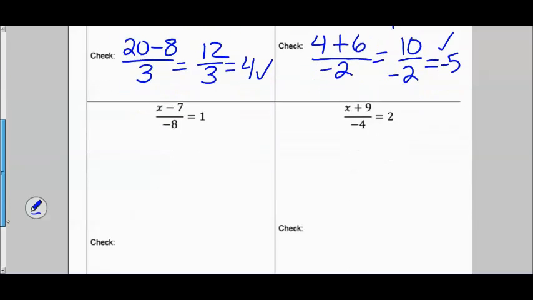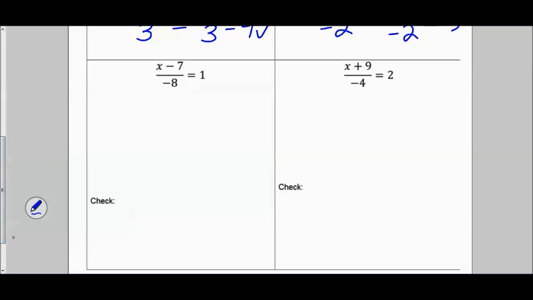On the bottom, we have 2 more to try together. So we have x minus 7 is being divided by negative 8. So we need to get rid of our negative 8. So since it's dividing, we're going to do the opposite, and we're going to multiply to both sides. And we're going to multiply by negative 8, because we want to get rid of the 8 and the negative. When we multiply by negative 8, our negative 8's are going to cancel out, and I have x minus 7 equals 1 times negative 8 is negative 8.